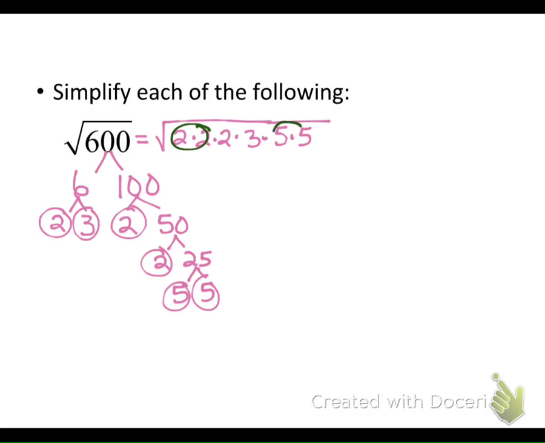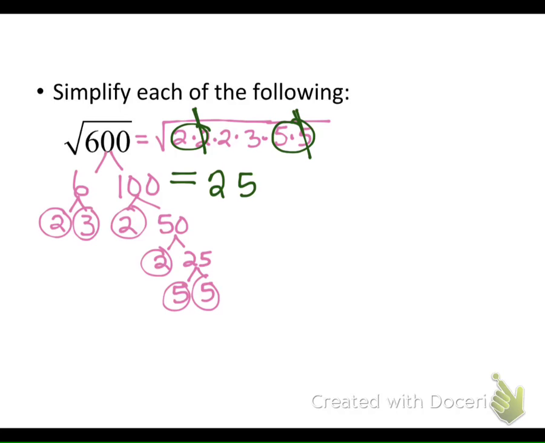Okay, so what do I do with this? You cancel one of the 2s out. And then what happens to the 2 and the 5? They move to the outside. So I move a 2 to the outside as a single number. I move the 5 to the outside as a single number.